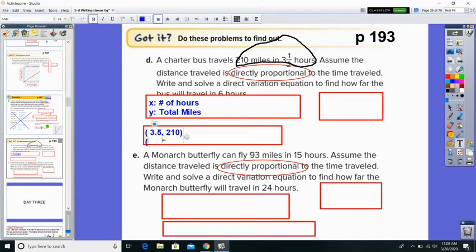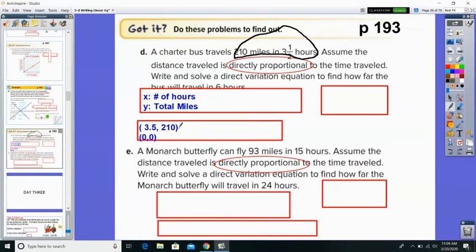If the charter bus has not left at all, they have spent 0 hours driving and they have not gone any distance. So another point could be 0, 0. So when you do your slope formula, remember, you have x1, y1, then x2, sorry guys, and y2. So y2 minus y1 would give me 210, and x2 minus x1 would give me 3.5.